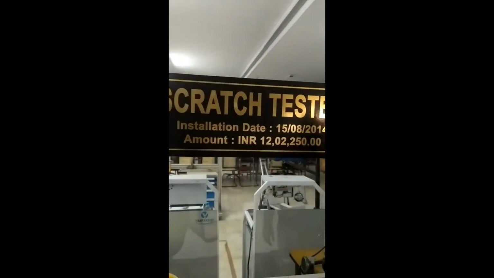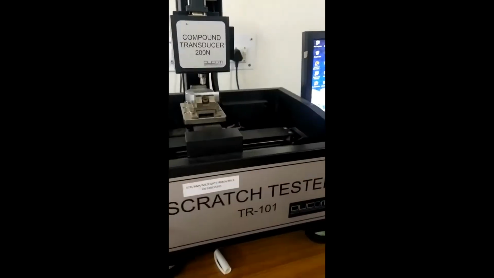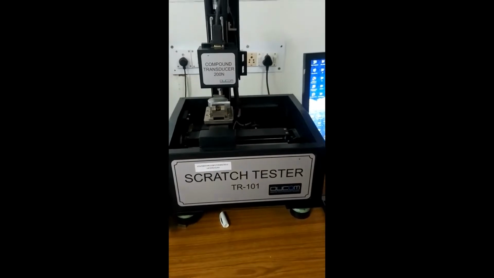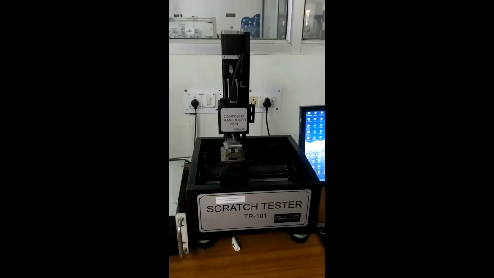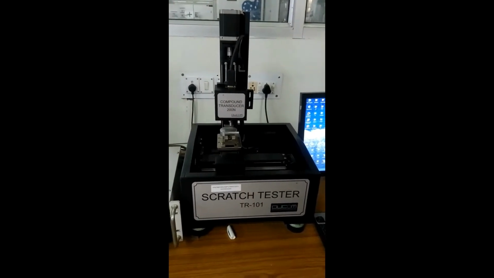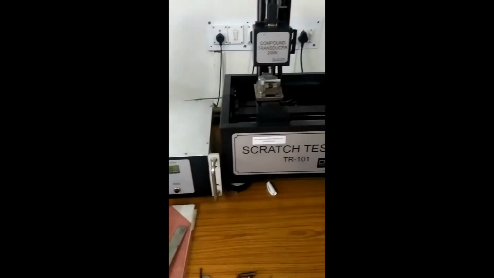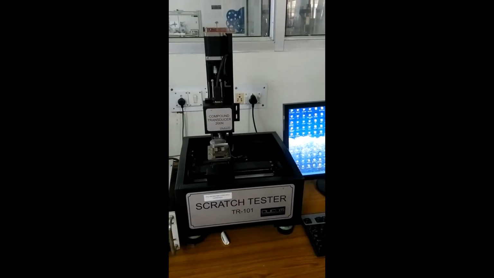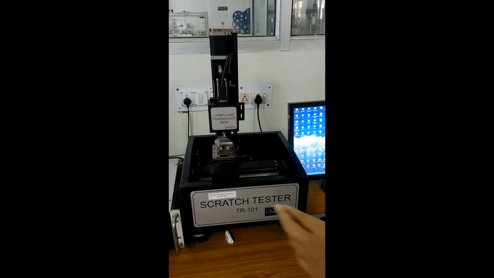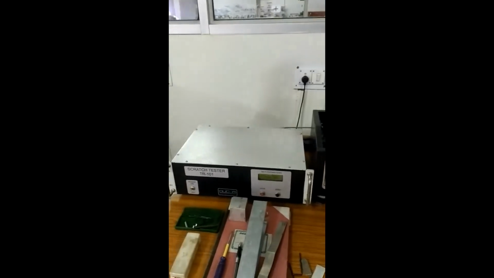Hello everybody. Today we are going to conduct an experiment on the scratch tester. So basically, what is a scratch tester? We have to know. The purpose of this equipment is to determine the extent of adhesive forces on specimens. The specimens may be coated or without coating also. And this is the equipment we have.